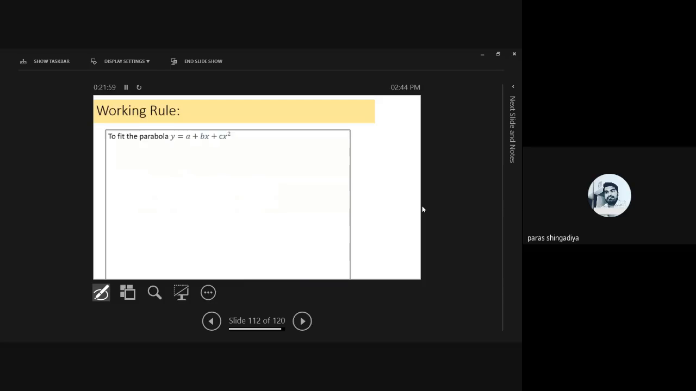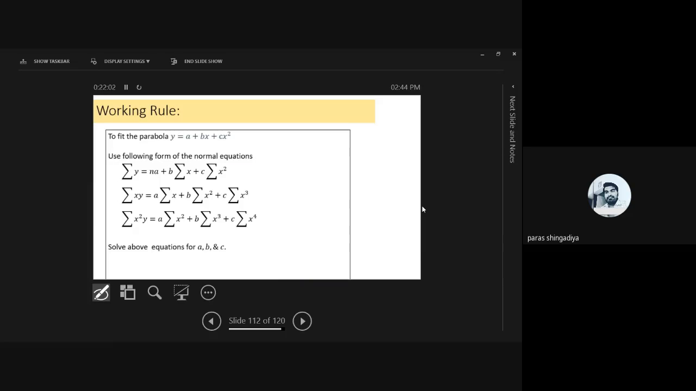So that is the second part, and now the working rule to predict a plus bx plus cx square. How many unknowns are involved in this equation? 3 unknowns. In the straight line, there are 2 unknowns, a and b. Right now, 3 unknowns are involved. So to predict a, b and c, 3 normal equations are required. For example, 3 equations with 3 unknowns x, y, z form one system of equations.